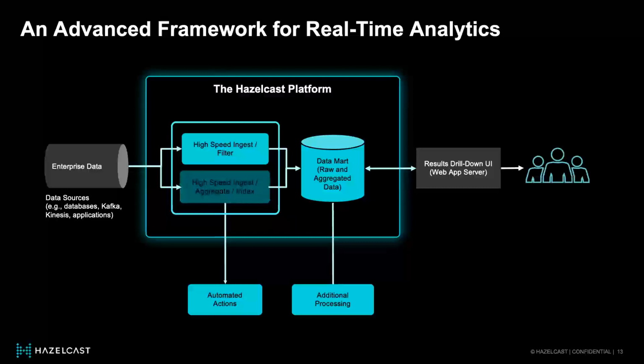One is that we can ingest the data and aggregate it. In other words, put it in a format that's suitable for analytics and index it, and then dump it into our own memory store and get that high-speed data mart that end users can query on. Another thing we can do is just pass that through into the data mart, and now you have a lot of raw data that you can query.